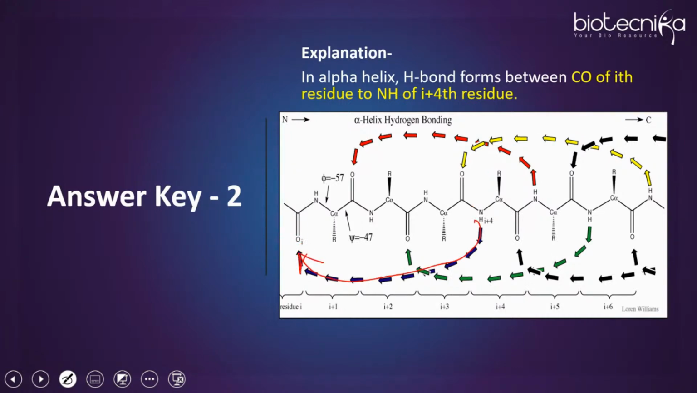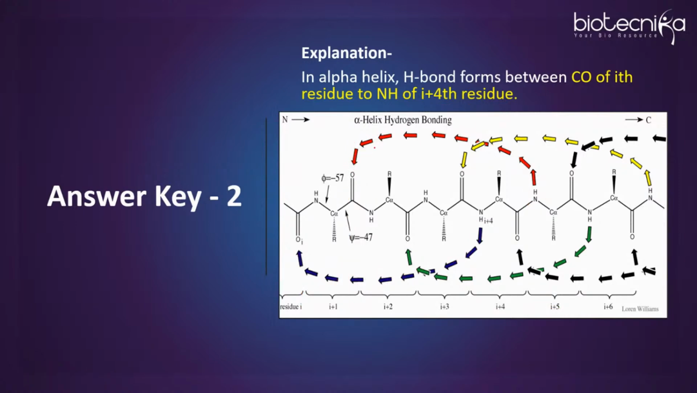Now, what is the next bond? You just keep on adding. The next one will be I plus 1 to I plus 5. There is a regular pattern. So now you can see this is the I plus 1 group, the CO group is right here, and the I plus 5th group, the NH group, is here. So this is the bonding which you are getting.